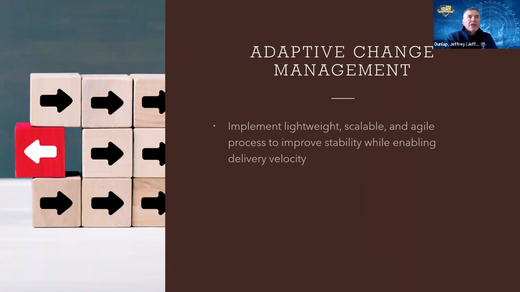It basically says, hey, I can improve velocity, the speed at which I get capability to the user, and I can have a process that enables speed and stability, the quality of the software I'm delivering, by implementing a lightweight, scalable and agile process. I can do this. I have the technology, it's been done before. So let's figure out what's in our way. What keeps us from doing that today, and what processes do we need to change?